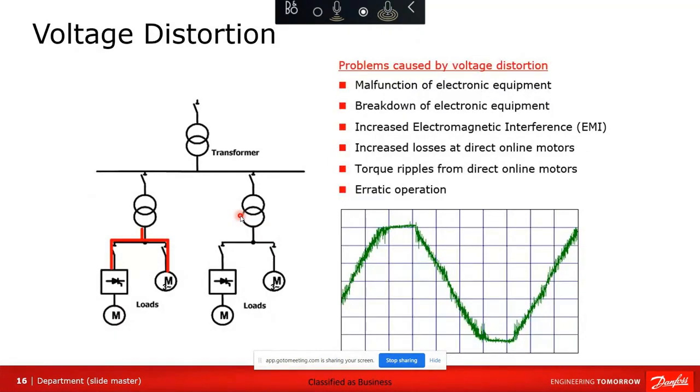And here's a description of our voltage distortion issues. Malfunction of electronic equipment, breakdown of electronic equipment, increased EMI, increased losses in direct online motors, which I'll go over in a second, torque ripples from direct online motors, and erratic operation. If anybody out there has experience as an electronics technician or an electrical technician, this is the one where you'll go chase the electrons through the plant, trying to figure out what's causing the problems. So this can be a much bigger issue.